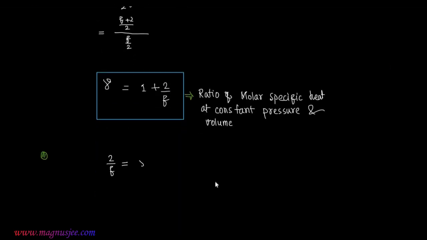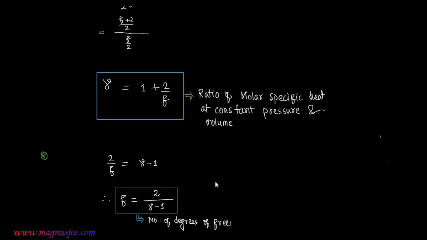From the above equation, we can write 2 by F is equal to gamma minus 1. Therefore, F is equal to 2 divided by gamma minus 1. That is the number of degrees of freedom of an ideal gas in terms of gamma, that means in terms of the ratio of molar specific heats of the gas at constant pressure and volume.